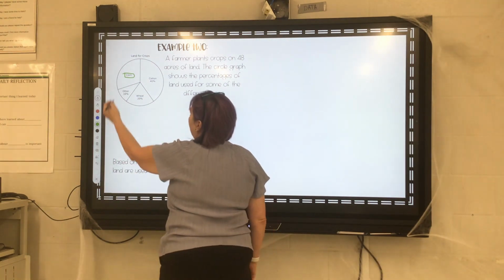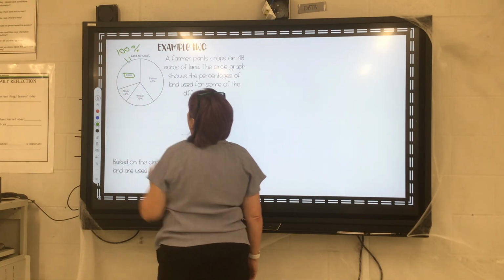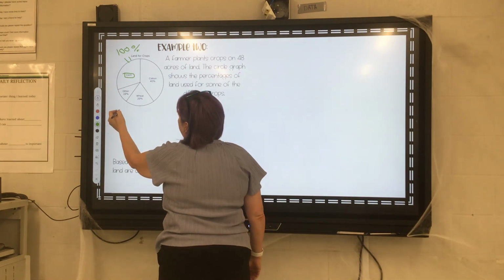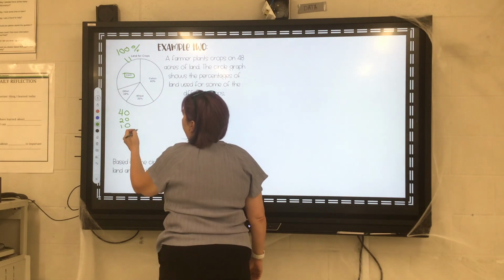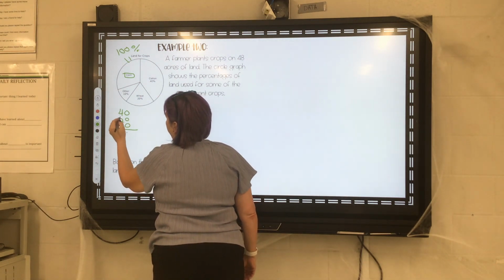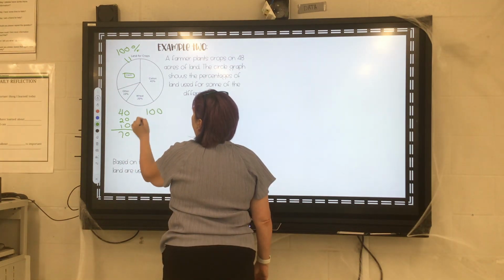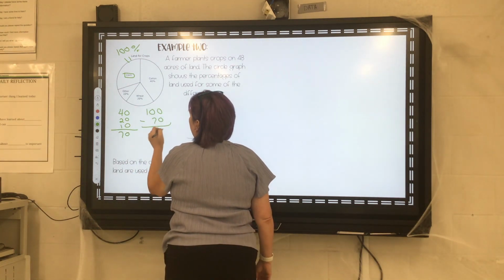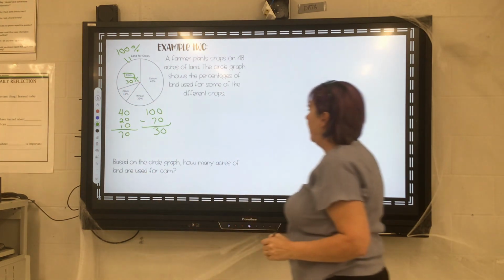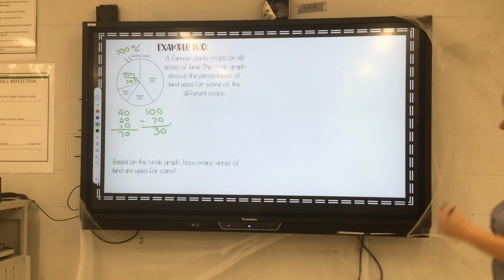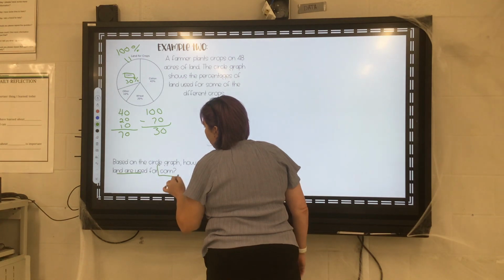To get that, we know that this is equal to 100%. So we need to take 40, 20, and 10, which are the other 3, and add those up, and we get 70. And we subtract that from 100. And so corn is 30%. Okay, based on the circle graph, how many acres of land are used for corn?